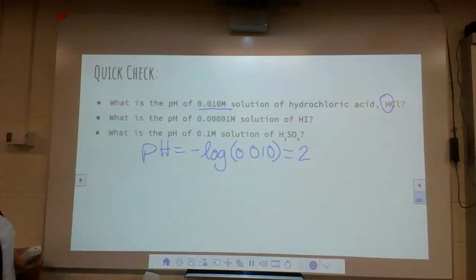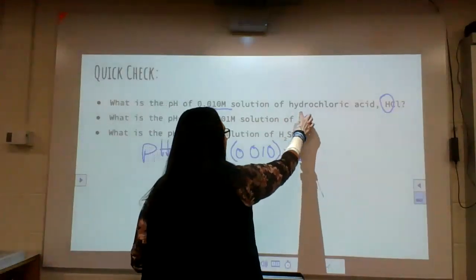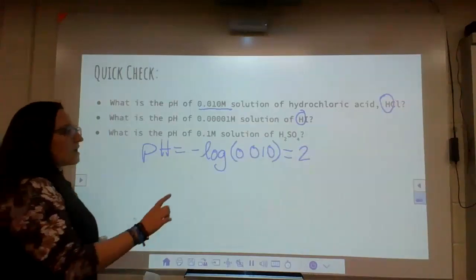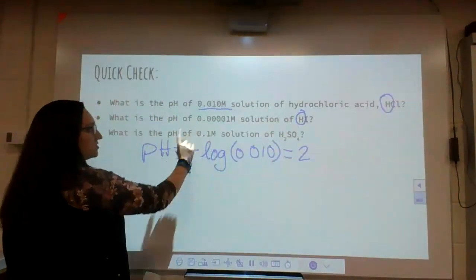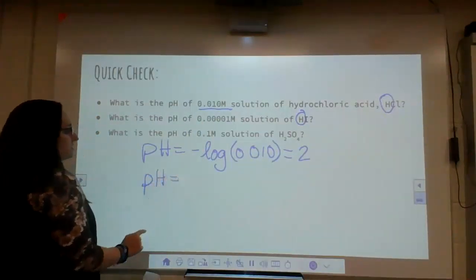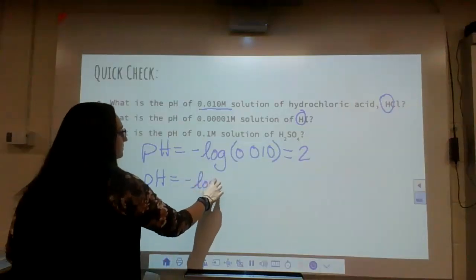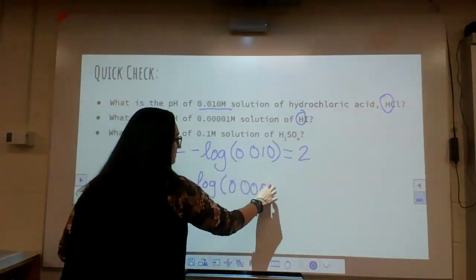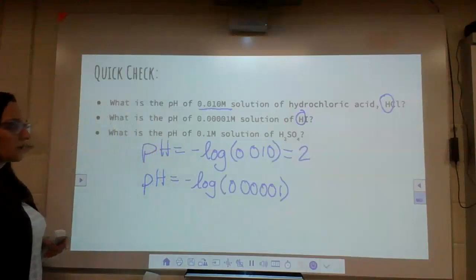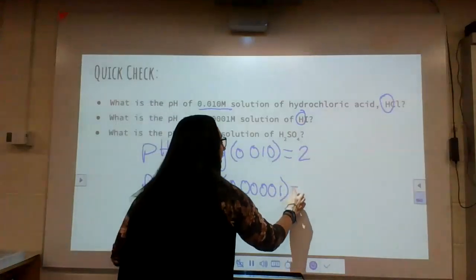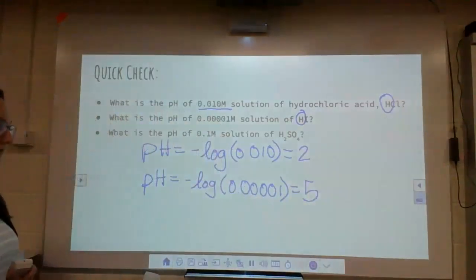In the next example, the pH of 0.00001 molar solution of HI, which is, again, monoprotic. So when I calculate this, the concentration of the hydrogen ion will be equal to the concentration of the acid solution. So pH is equal to the negative log of 0.00001. And so again, I can count those decimal places, 1, 2, 3, 4, 5. And so the pH is going to be equal to 5.